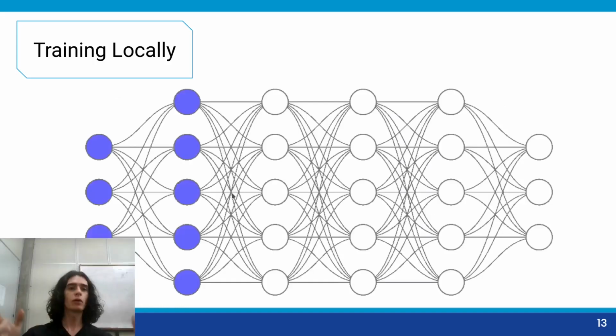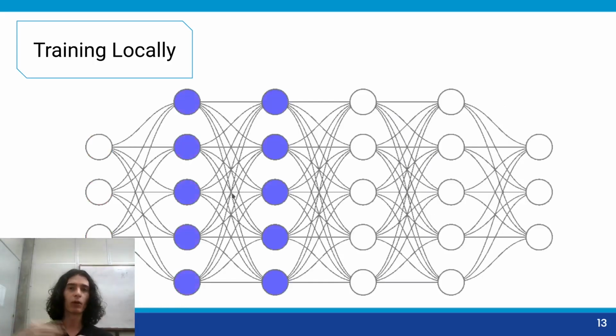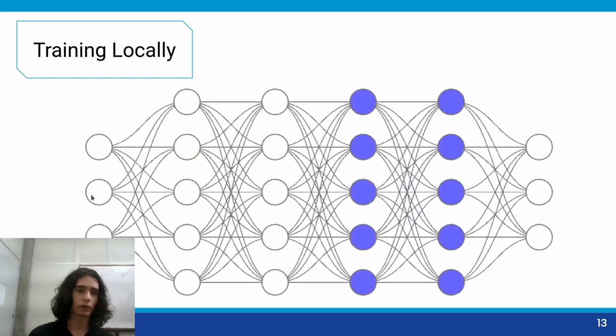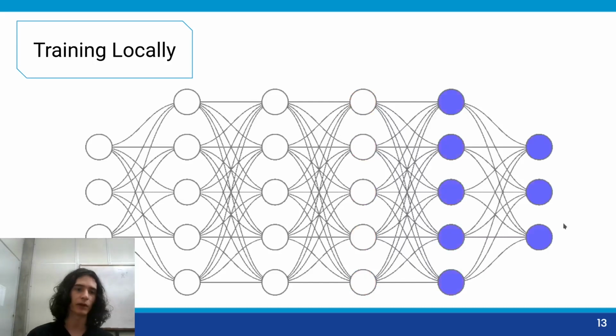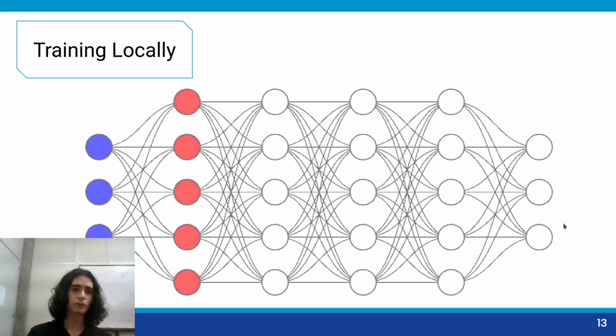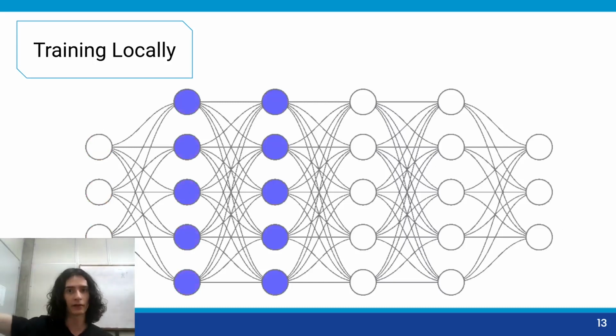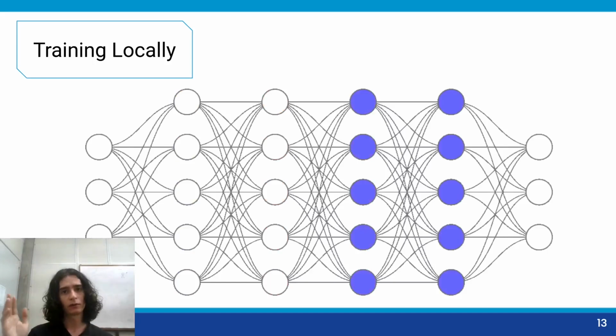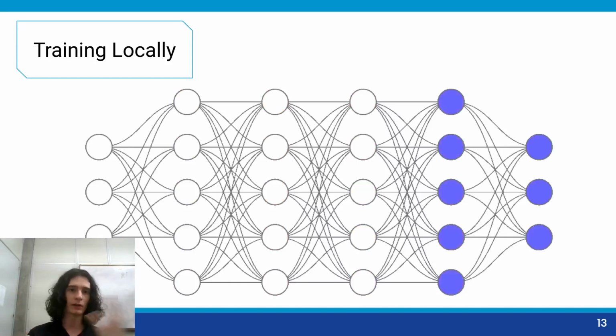So by training locally, you can do loading and offloading of the layers from the memory. So here are the steps. You first have the input layer, then you get the activation of the next layer, the first hidden layer. Then you do the training of the parameters between the first layer and the input layer.